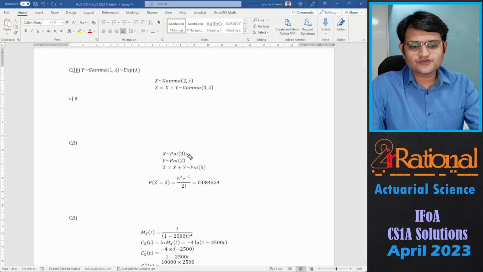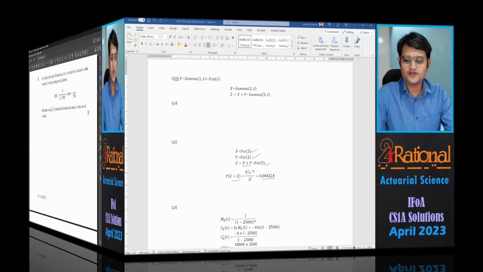So we'll say x follows Poisson 3, y follows Poisson 2, and we are talking about z, that would be x plus y, which makes it Poisson 5. So the probability that z will be equal to 2 gives us 0.084224. Very straightforward. Let's go to question number 3.